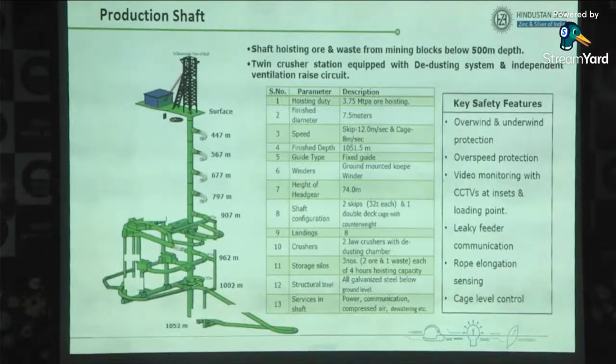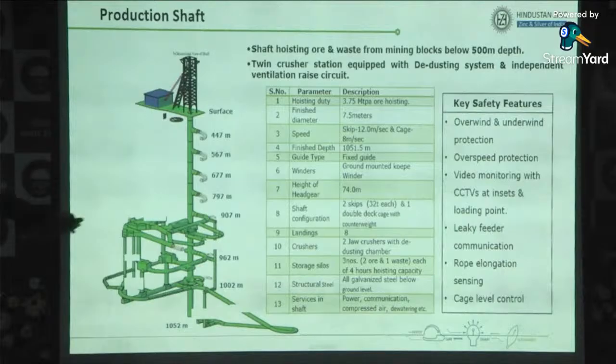On material loading, we have a capacity of almost 3.75 million ton hoisting per annum. Now we are expanding it to 4.1 million ton per annum. Then the speed of the cage, it is already known, 12 meter per second and 8 meter per second. Then we have a koepe winder system for that.